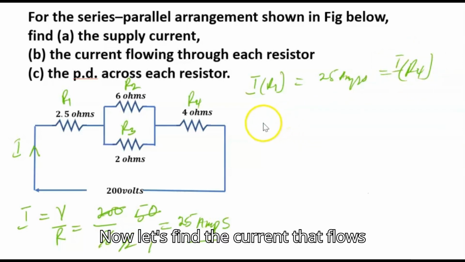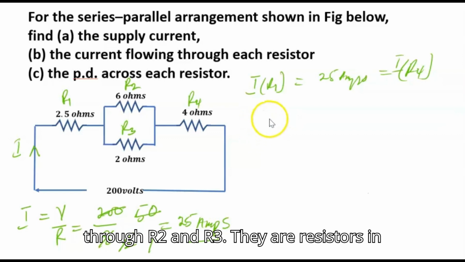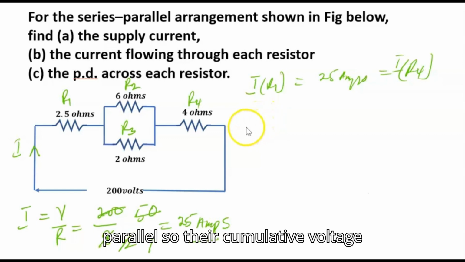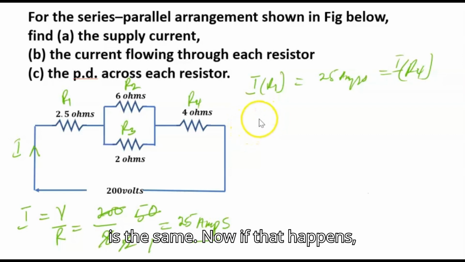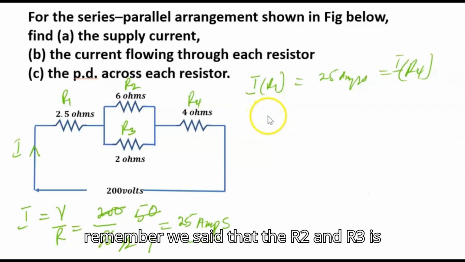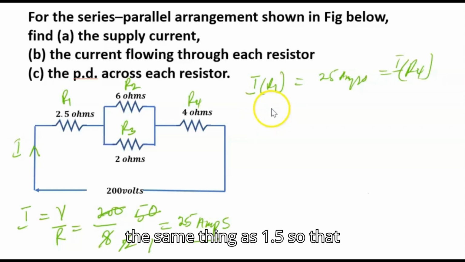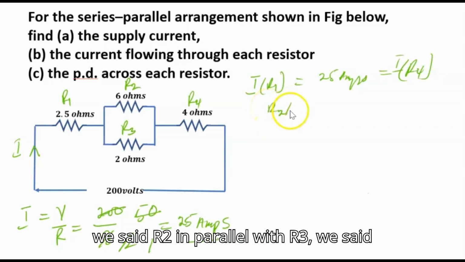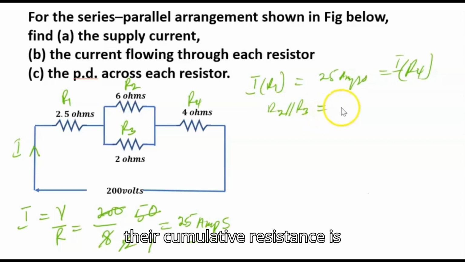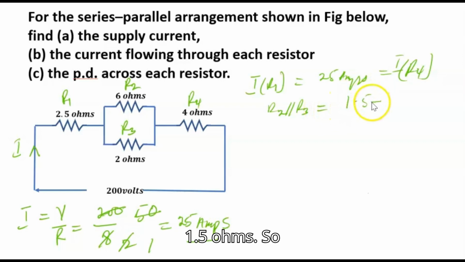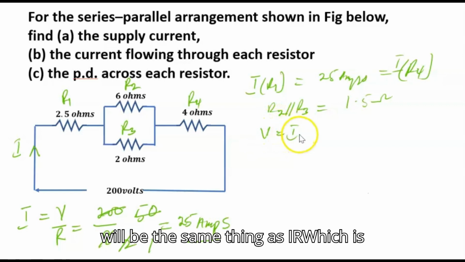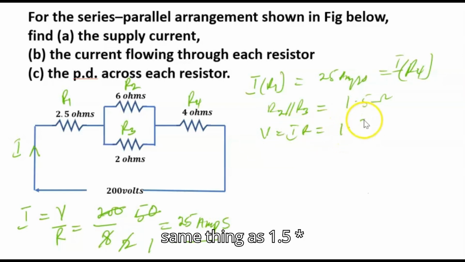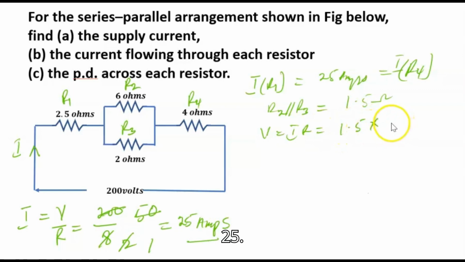Now let's find the current that flows through R2 and R3. They are resistors in parallel, so their voltage is the same. Remember we said that R2 in parallel with R3 has a cumulative resistance of 1.5 ohms. So their voltage V will be the same thing as IR, which is 1.5 times 25. That's equal to 37.5 volts.